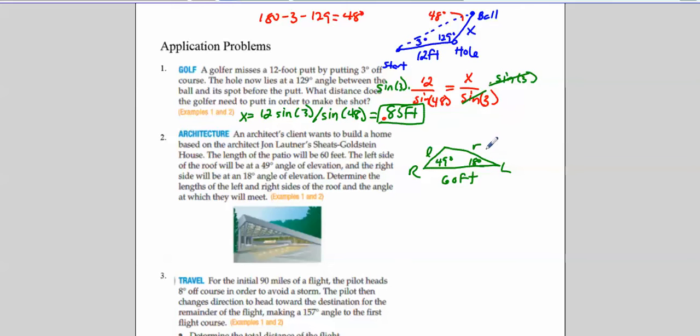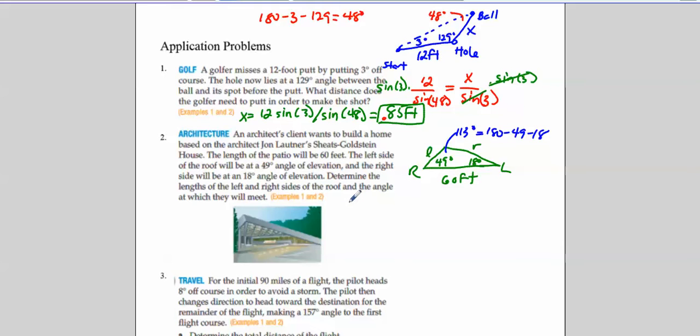So now I have no information that's complete, so I need to subtract from 180 to find that angle up at the top. So if I do 180 minus 49 minus 18, I'm going to get that this angle up top is 113 degrees, right here. And then I can set up the law of sines.